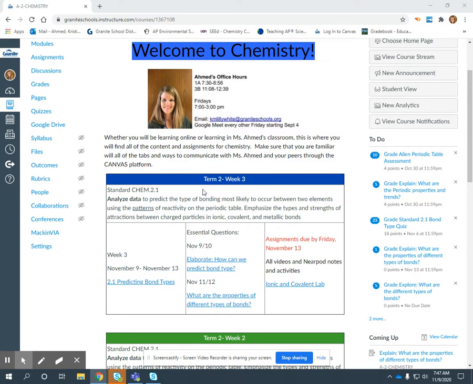This week we're continuing our discussion about bonding, so we're still working on Standard 2.1, looking at how to predict the types of bonding likely to occur between elements. And our module for this week is 2.1. So let's take a look at what you guys are expected to do this week in chemistry.